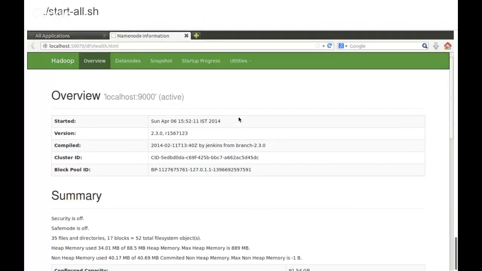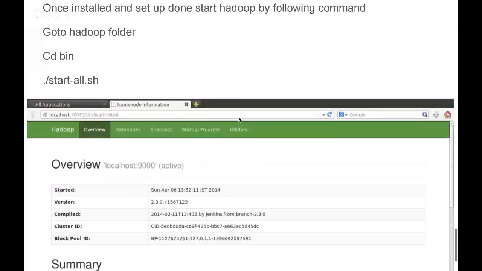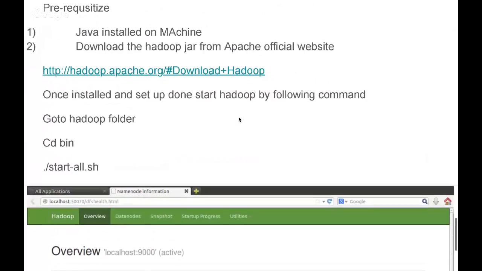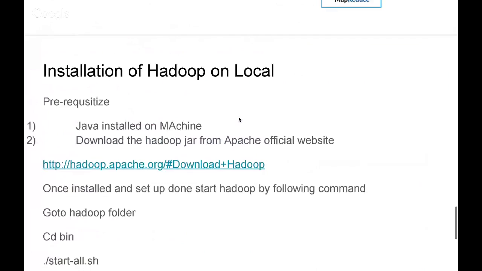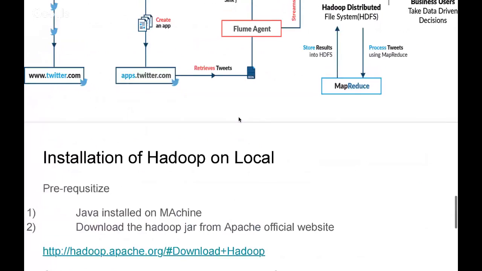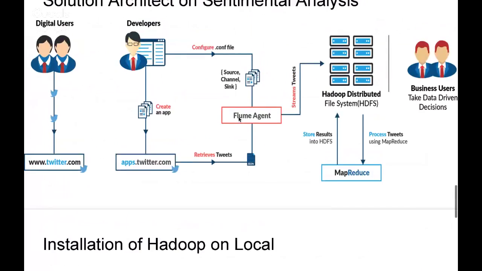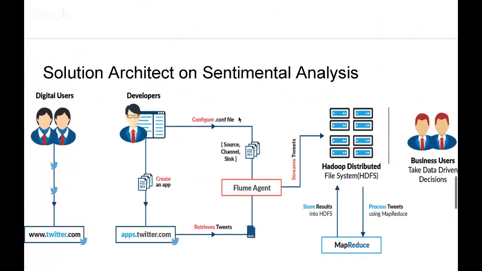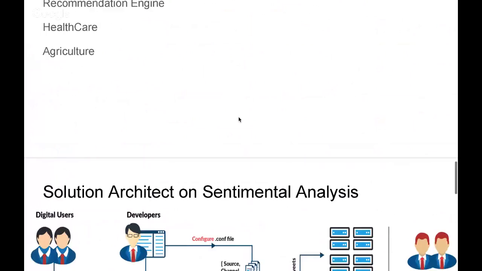So all this is about big data, a basic introduction today. Tomorrow we have a session on machine learning, which basically deals with all kinds of algorithms, classification, regression, how machine learning came into existence, and how it is very useful nowadays. All those things we'll discuss tomorrow.